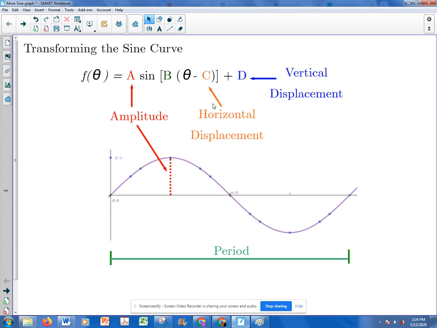All right, and then C is the horizontal displacement. If we look at this as being the place where it starts, where it hits the x-axis going up the hill, the origin, or the place where you start your sine curve, how much has that point been displaced, left or right? And then D is how much it has been moved up or down. The center line is a good thing to use as a reference.